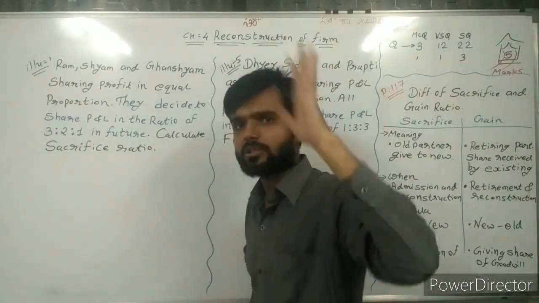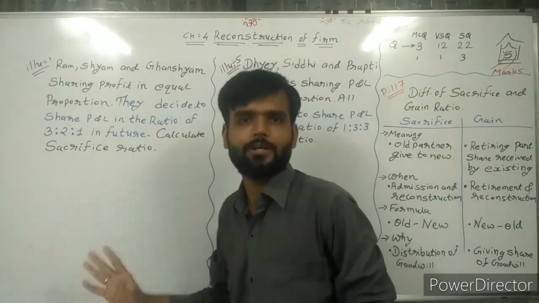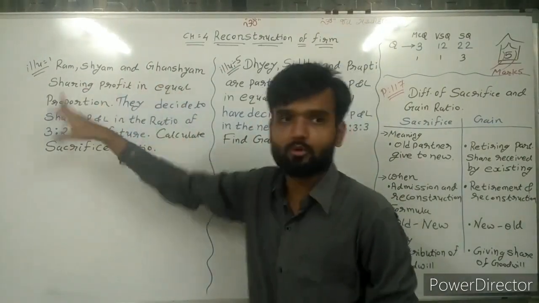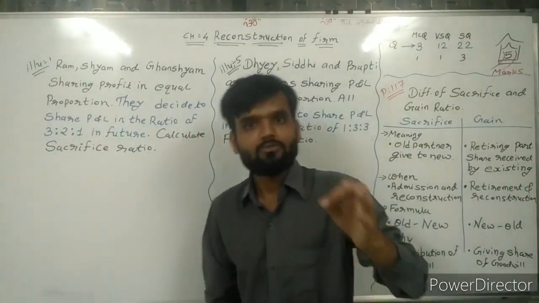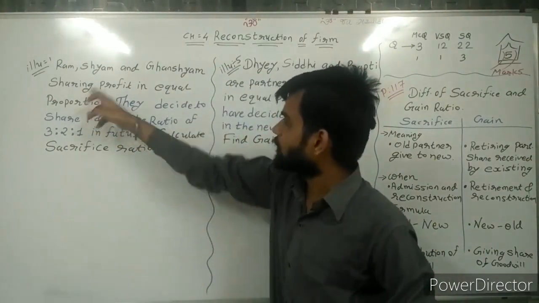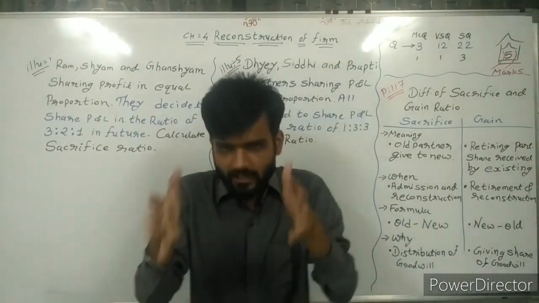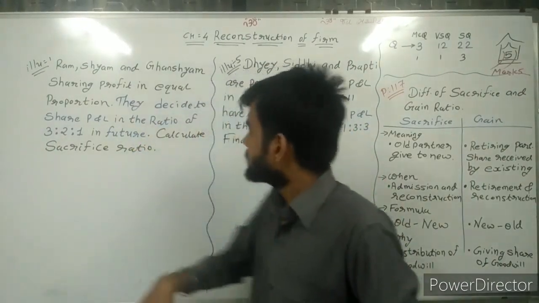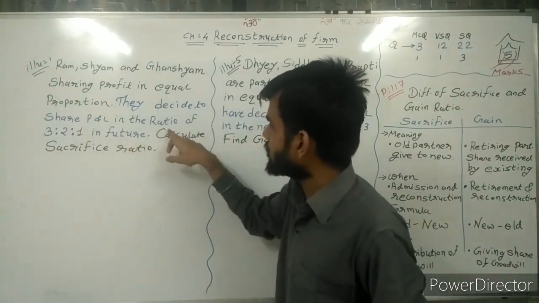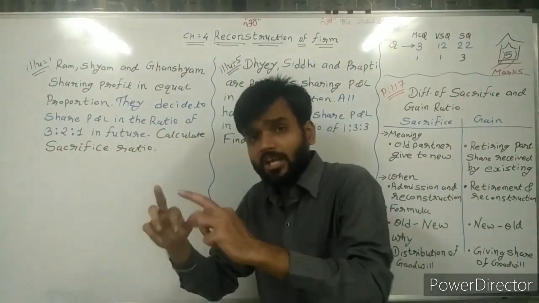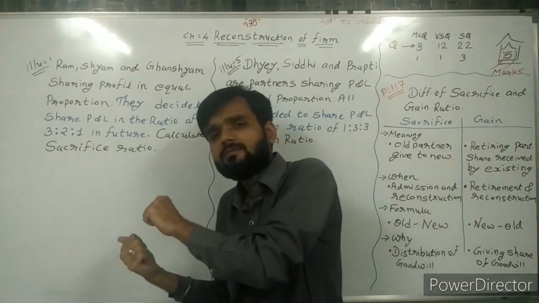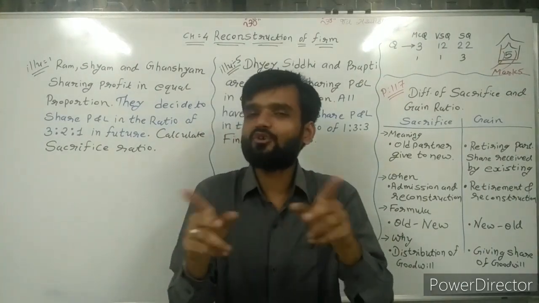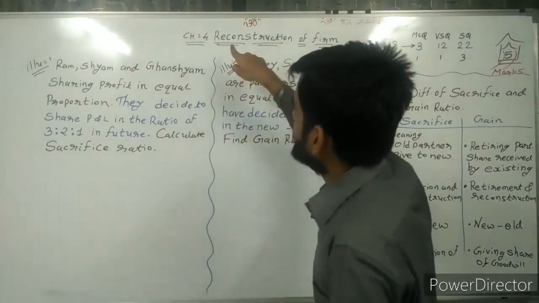Now we start with sum number 1, illustration number 1 given in your textbook. In short, it is written here: Ram, Shyam and Ghanshyam share profit in equal proportion. So their profit is currently in equal proportion. Now what is the change? They decide to share P&L in the ratio of 3:1 in future. So their P&L ratio changes. It means reconstruction is done.